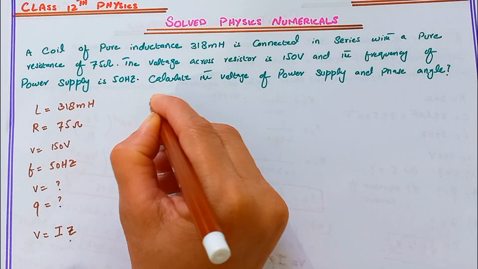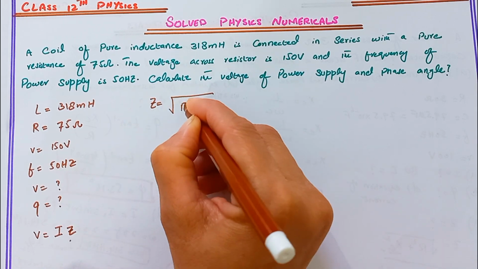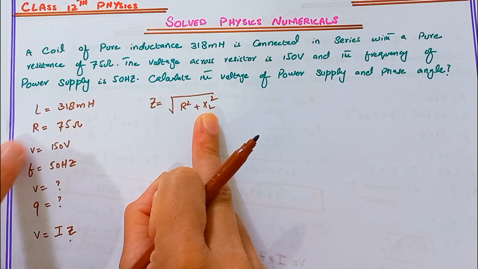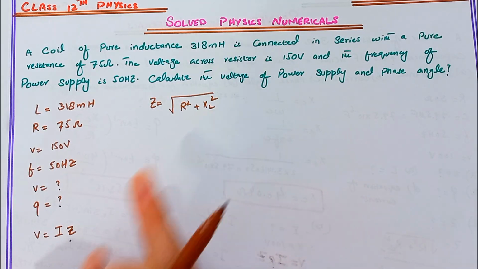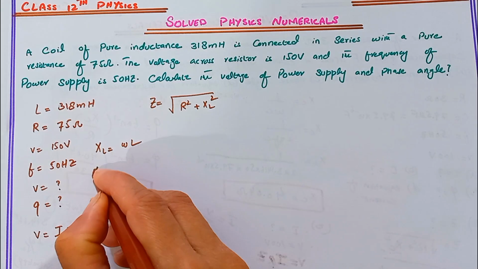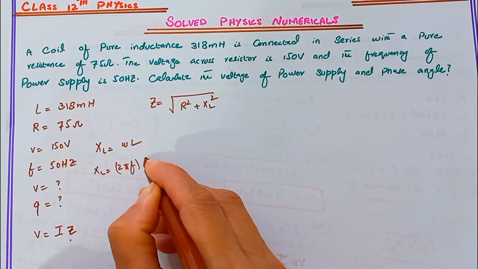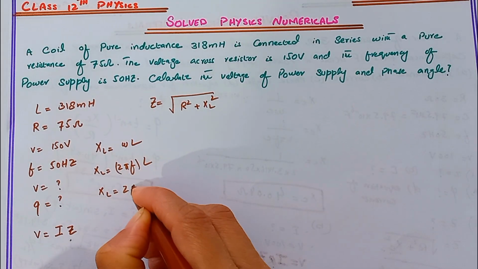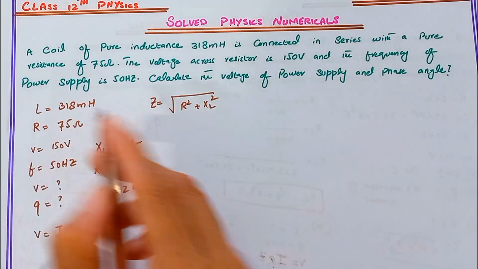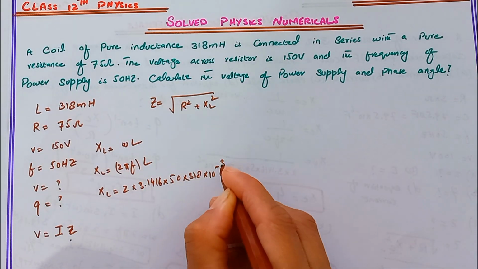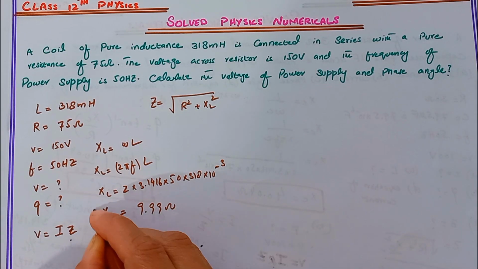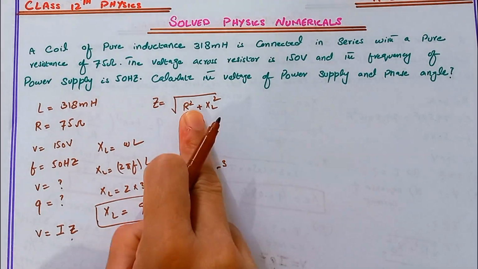We can find the Z of this circuit, that is equal to the square root of R square plus XL square. Here we know the value of R, but we don't know the value of XL. We know that XL is equal to omega L, and omega is equal to 2 pi F, where pi is 3.1416, F is 50, and L is given as 318 into 10 to the power minus 3. So here the value of XL is equal to 99.9 ohm. This is the value of the inductive reactance, put it in this formula.